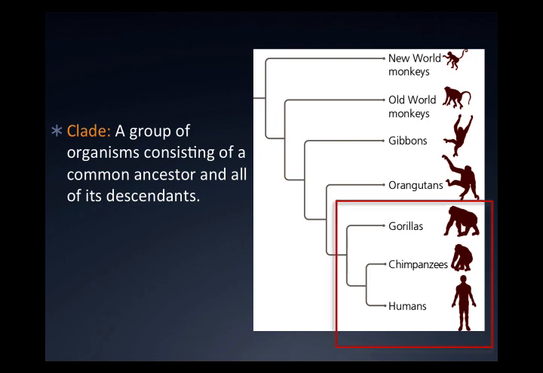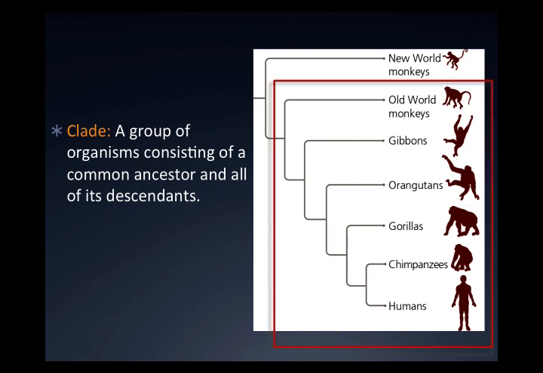Here's another example. Is this an example? Probably not, right? So this isn't a clade because it does not include the ancestor, illustrated by the arrow, and all of that ancestor's descendants.